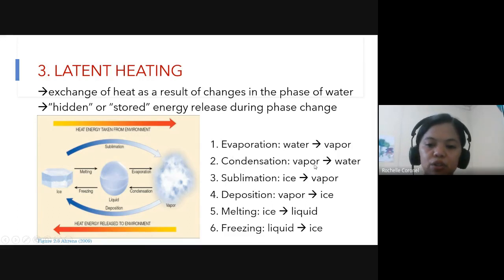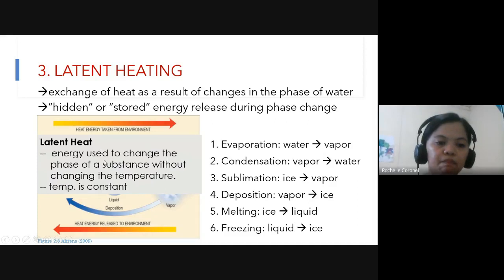The inverse is condensation. Then we have sublimation. The inverse is deposition. Then we also have melting. The inverse process is freezing. And all these processes release latent heating.